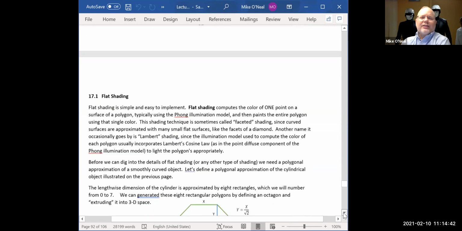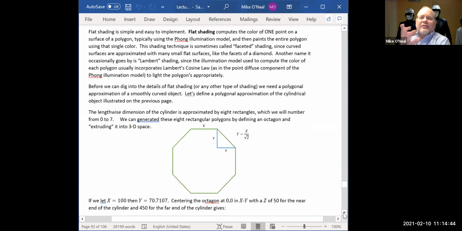Okay, so how does flat shading work? Well, the first thing we have got to do is get this cylinder. And as I said, the cylinder is really an octagon, an 8-sided figure that I've extruded in 3D space. Then it helps to know how to compute the vertices, because obviously if you're going to define this damn thing, you've got to find its vertices.